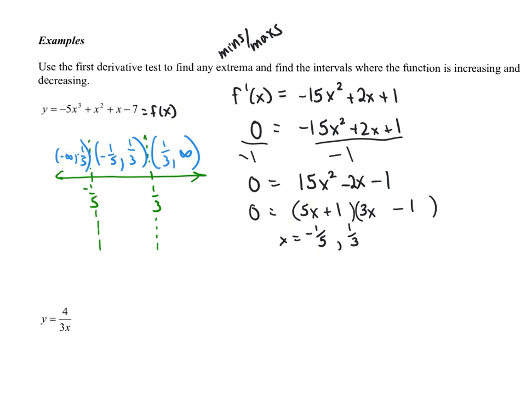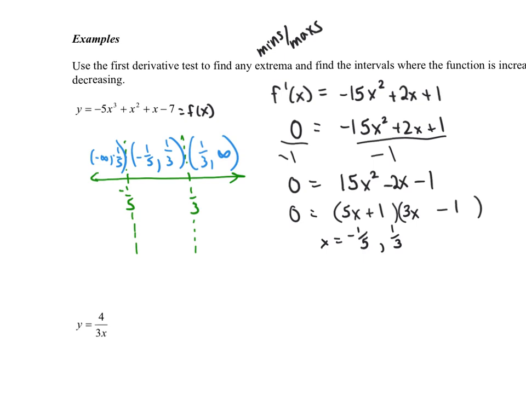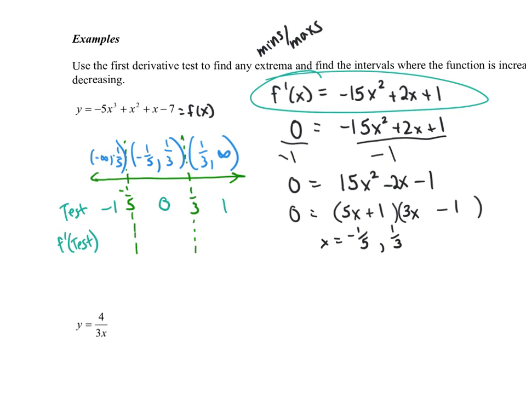So I'm going to try to pick a test point in each of those regions, just like we did on the previous. I'll pick a test point, and then figure out if the derivative at the test point is negative or positive. So I'll do negative 1, I can do 0, and I can do 1. Real easy. And I will plug them into here.